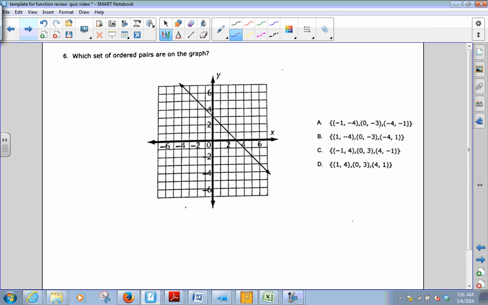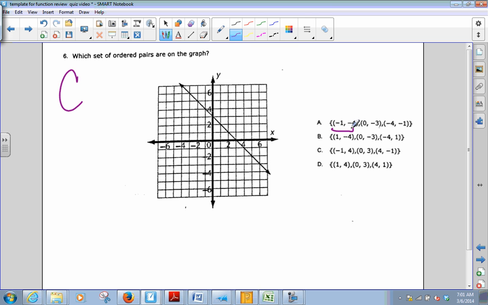Number 6, which set of ordered pairs are on the graph? So you should have gotten, for number 6, the answer C. If you did, just fast forward. If you didn't, let's figure out what we did wrong. The only way to do this is by process of elimination. So look at option A.